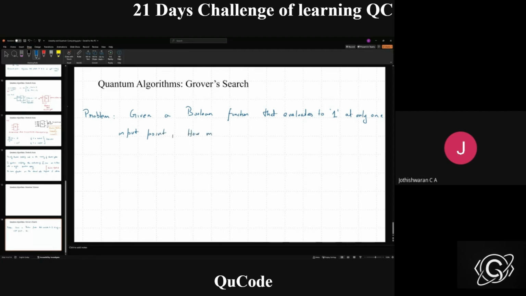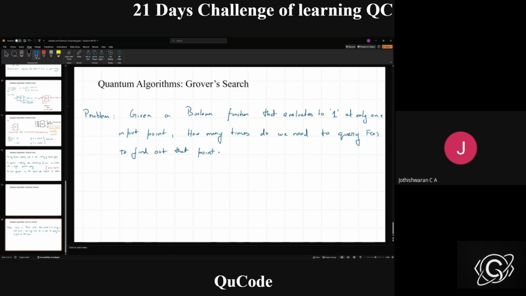How many times do we need to query f of x to find out that point? This is the core problem for Grover search algorithm. Like people will say, I have an unsorted database and I'm trying to do some kind of amplitude amplification and so on and so forth. But ultimately it boils down to this.